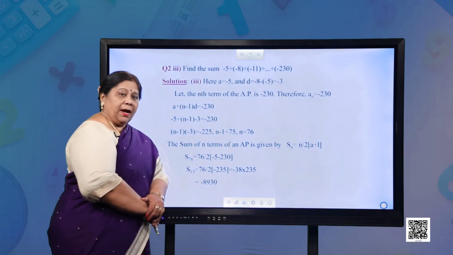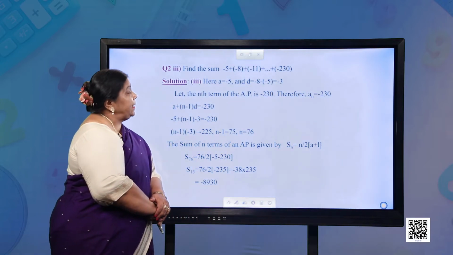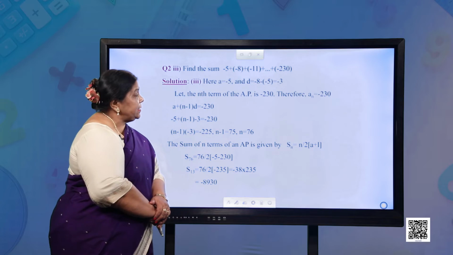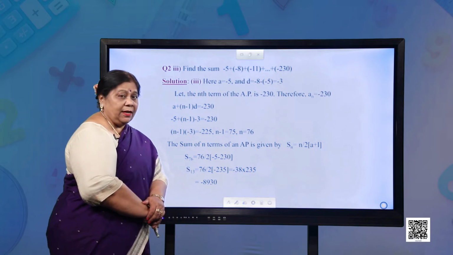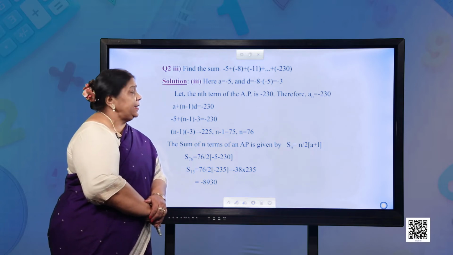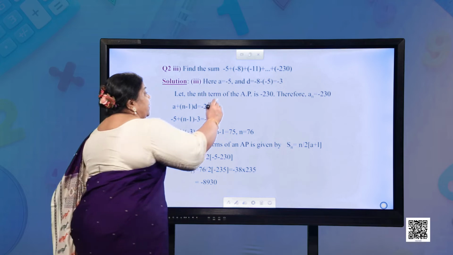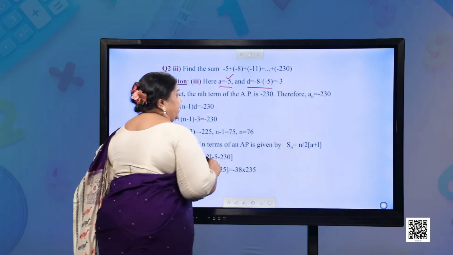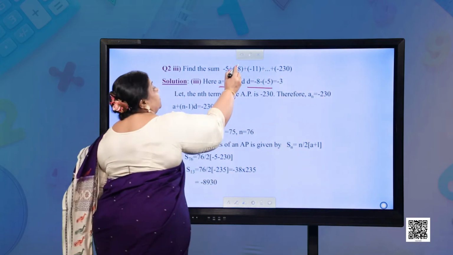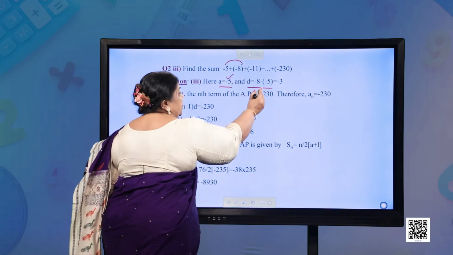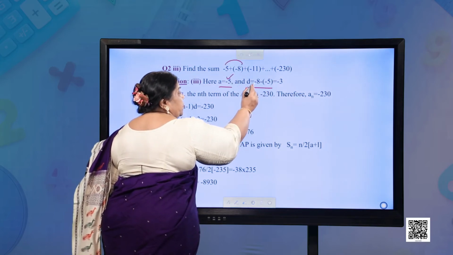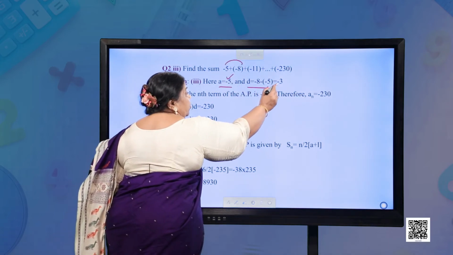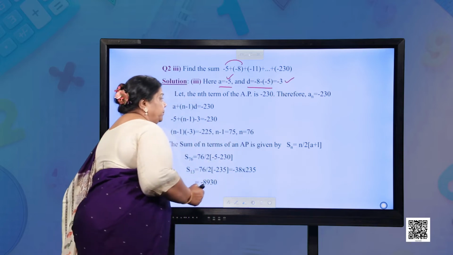Find the sum minus 5 plus minus 8 plus minus 11 plus so on. Last is minus 230. So what is A here? It is minus 5. And how do you calculate D? Second term minus first term. So, minus 8 minus of minus 5. This gives me minus 8 plus 5, that is equal to minus 3.